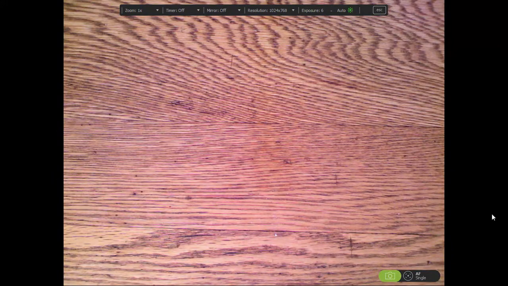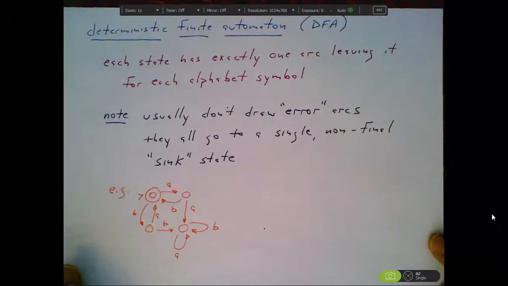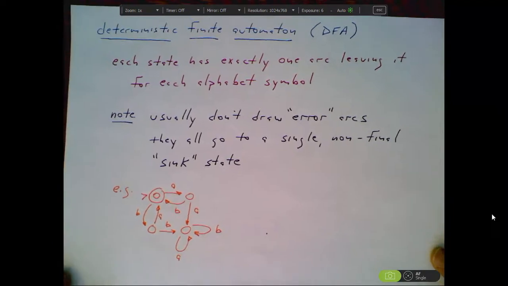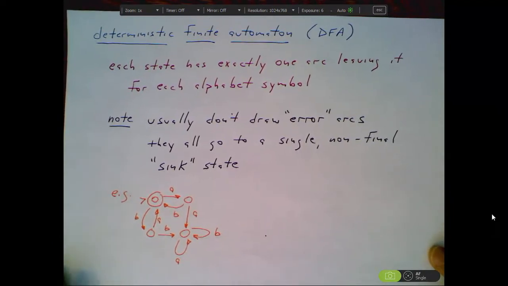Okay, so a finite state machine can recognize languages. Well, it's useful to think about a couple flavors of finite state machines. One is called deterministic finite automaton, or DFAs. In this case, each state has exactly one arc leaving it for each alphabet symbol. Notice that as a shorthand, I don't usually draw the error arcs.